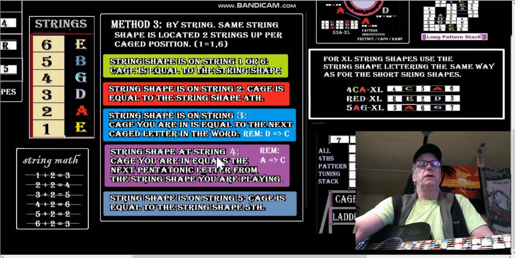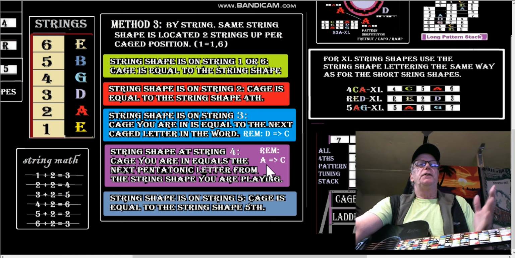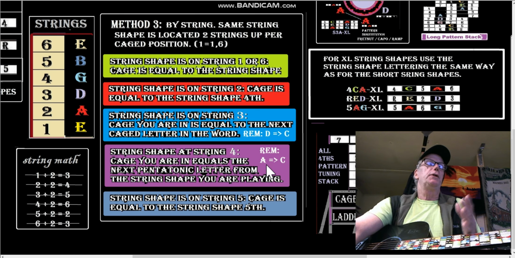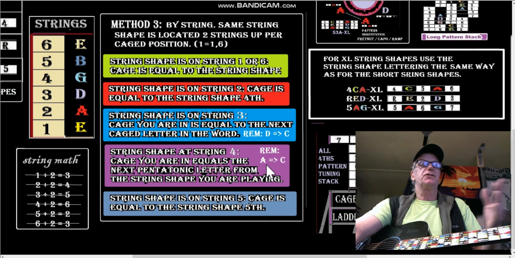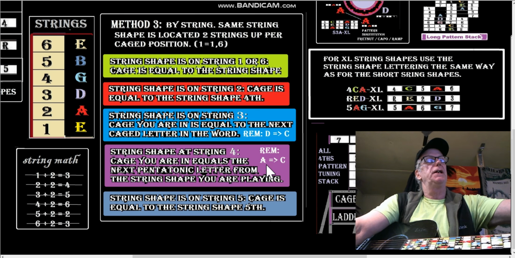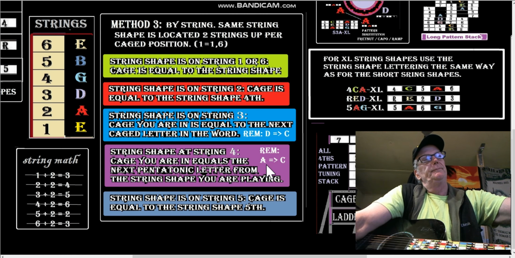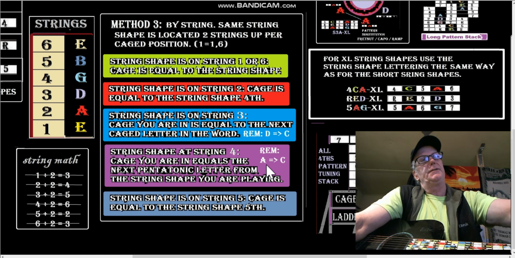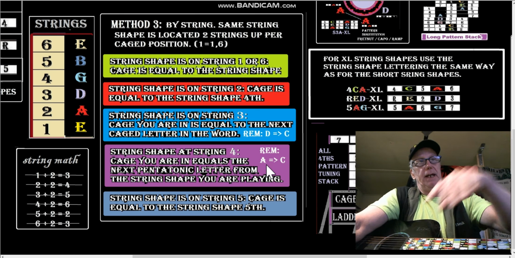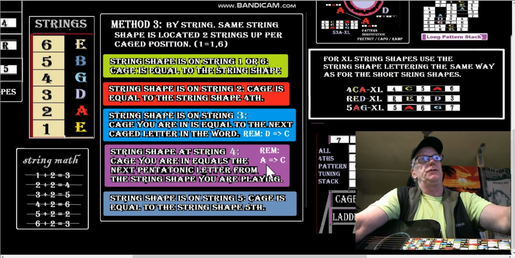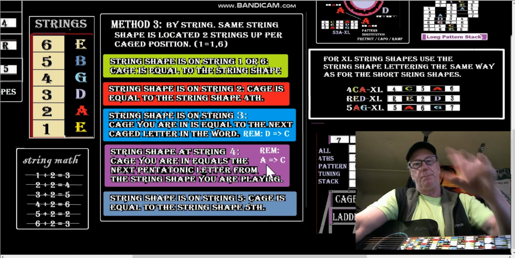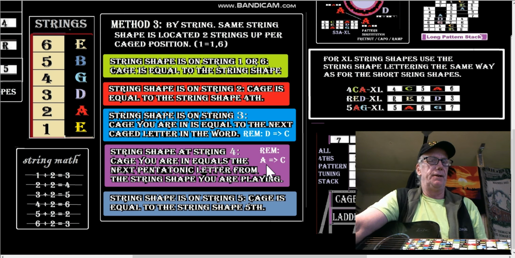If it's on string 4, remember, now it's going to be backwards. We're not going to the next cage letter. We're going to the previous cage letter, which is the next letter up in a pentatonic scale in the key of C. C, D, E, G, A. Cage is C, A, G, E, D. But now we're going the opposite way if it's on string 4.